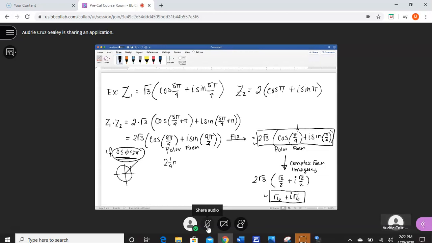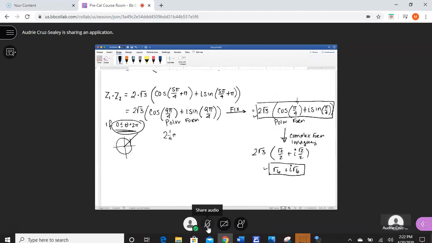What if I want to divide? So what if I want to divide z1 by z2? This one's not going to be that bad. If you want to divide z1 by z2, then all you have to do is divide the r values. So you would have the square root of 3 over 2, and then you would subtract the angles. So if you subtract the angles, you get 5 pi over 4 minus pi. Do you agree with that? 5 pi over 4 minus pi plus i sine of 5 pi over 4 minus pi.